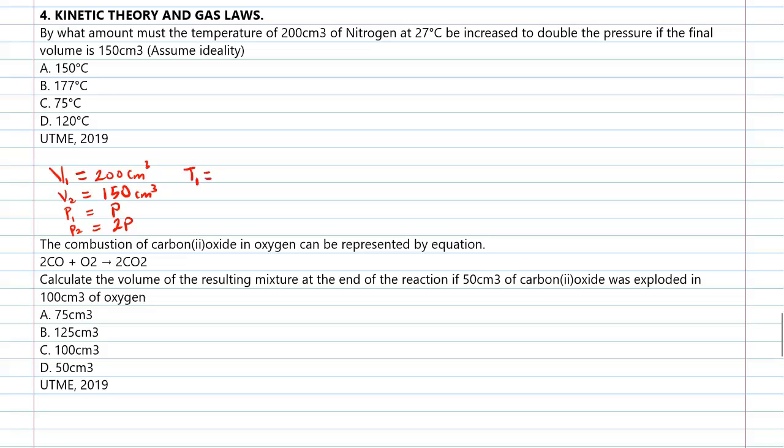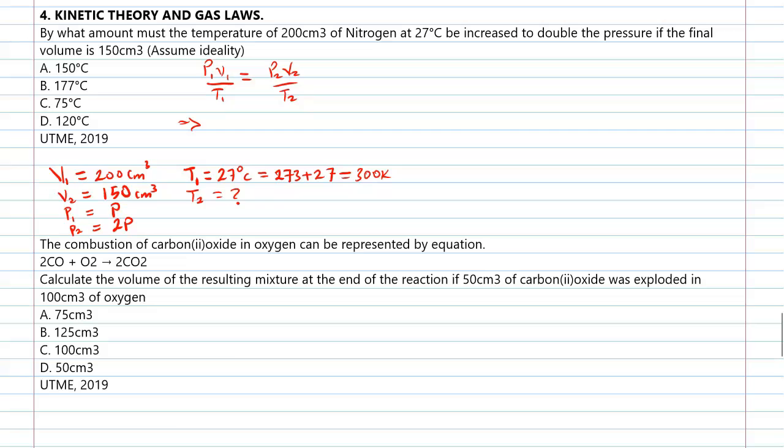Initial temperature T1 is 27 degrees centigrade. Remember, it should be converted to Kelvin by addition of 273, which gives 300 Kelvin. The final temperature is unknown. From these provided parameters, the gas law to use is the general gas law, which states P1 V1 divided by T1 is P2 V2 divided by T2.